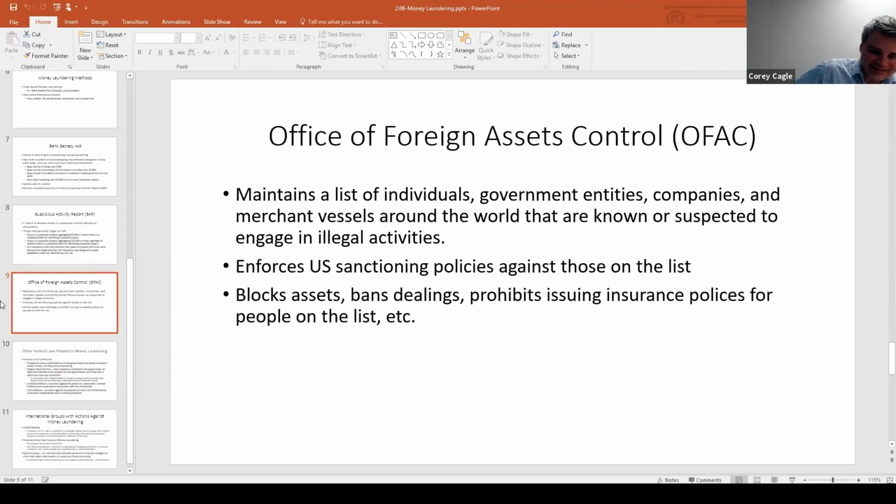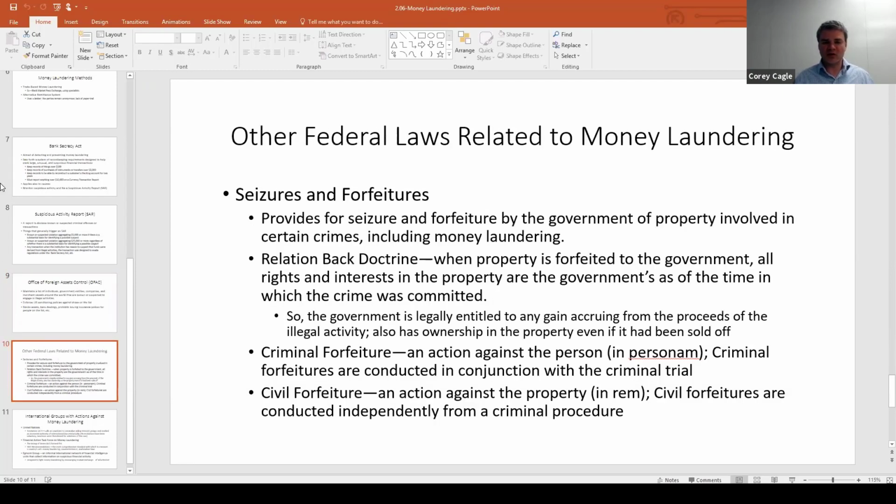Office of Foreign Assets Control has a list of bad people. So they have a list of people, government entities, companies, whatever, that are known or even suspected to engage in illegal activities. And there are sanctioning policies against those. And there's blocked assets, and it bans them from dealing things and prohibits them from insurance policies and things like that. Kind of interesting. And there's other federal laws related to money laundering.